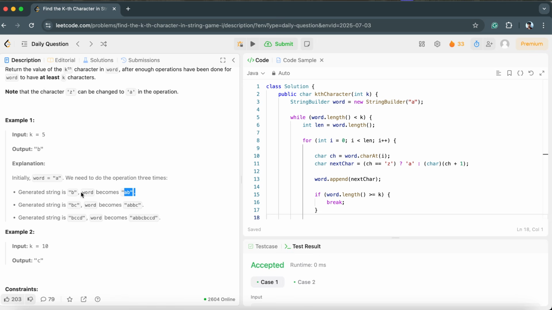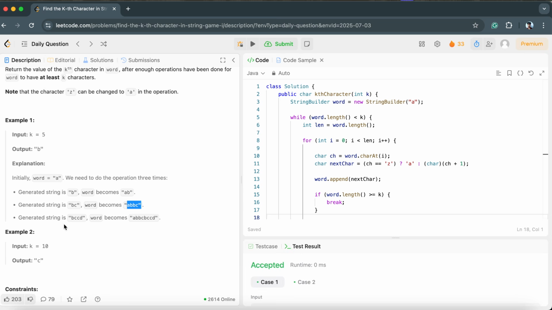Now for this new word ab, again for character a the next character is b, for b the next character is c. So the newly generated string is bc, and we have to attach it to this word. Initially we started with a. For a, the next character was b, so ab is the new string. Now with this ab, the newly generated word is bc, and we attach it to ab. So the new string is abbc.